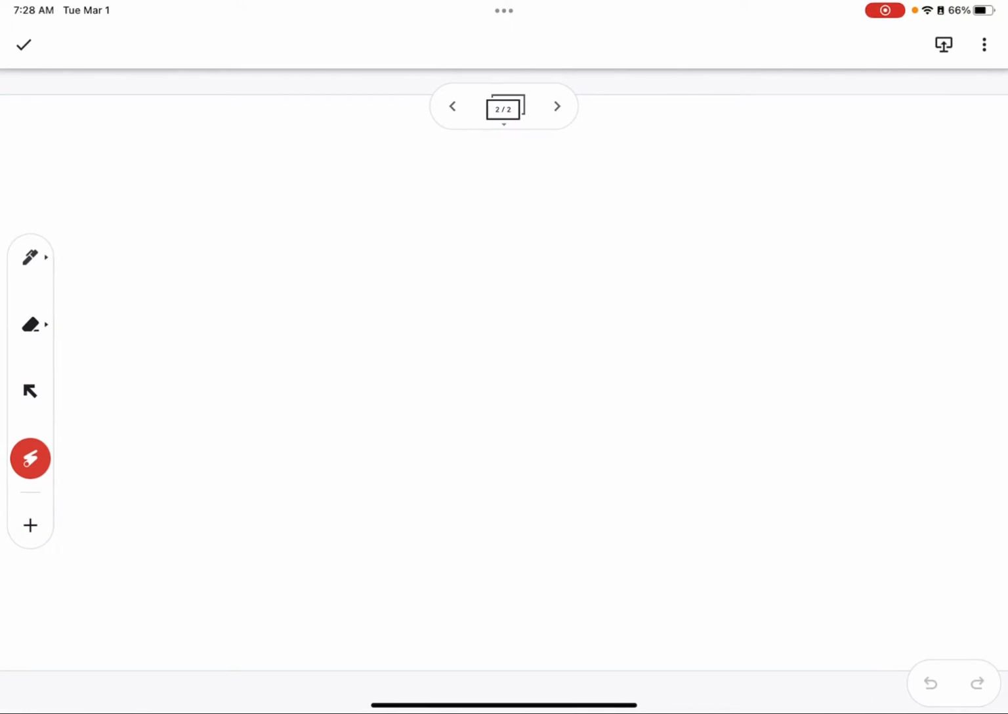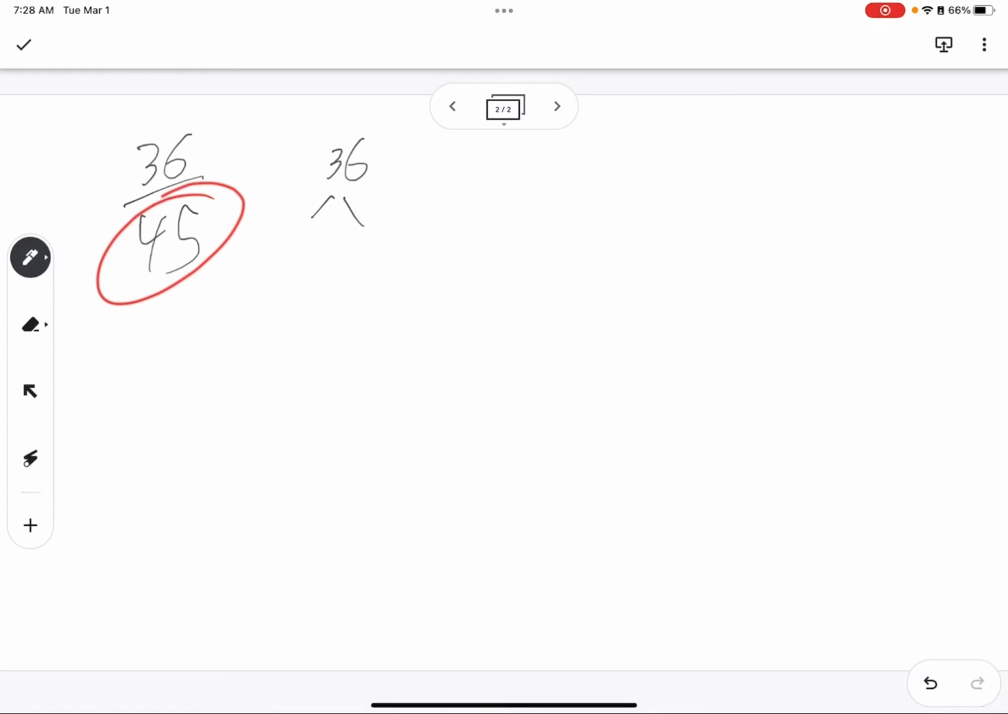Let's look at the next one, simplifying the fractions. We've got 36 over 45. So I'm going to take my numerator, write it here, put the 2 legs underneath, take my denominator, put it here, 45, and put the 2 legs under, and I'm going to start factoring.